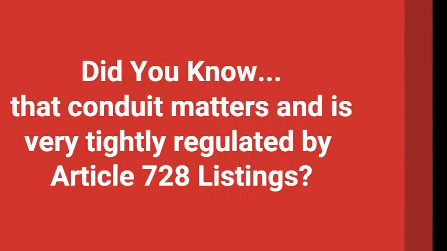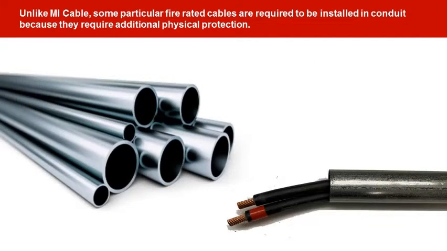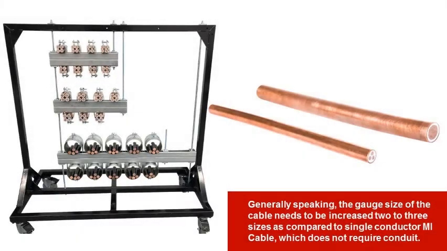Did you know that conduit matters and is very tightly regulated by 728 listings? Unlike MI cable, some particular fire-rated cables are required to be installed in conduit because they require additional physical protection. One important aspect regarding cable and conduit that often gets overlooked is how the ampacity allowances of a cable change once it is placed inside conduit. Generally speaking, the gauge size of the cable needs to be increased 2 to 3 sizes as compared to single conductor MI cable, which does not require conduit.